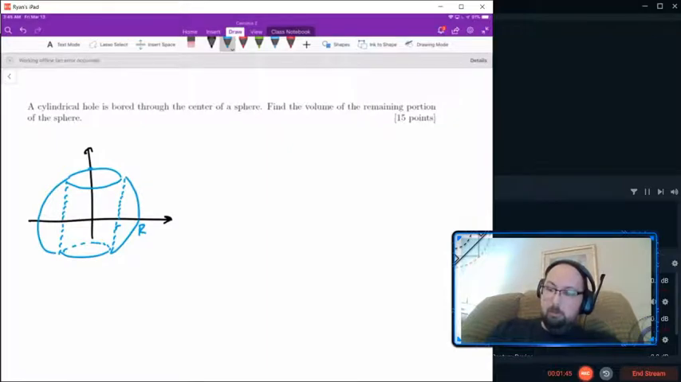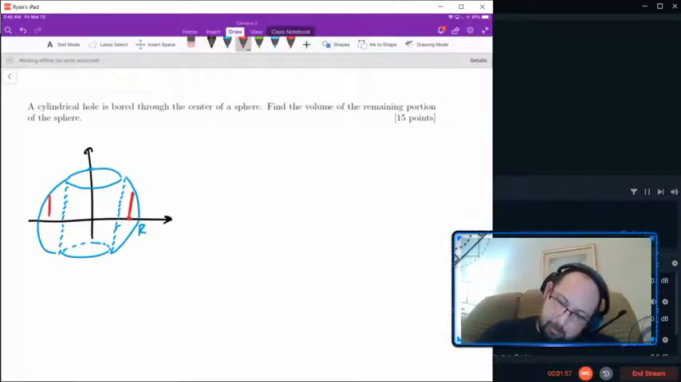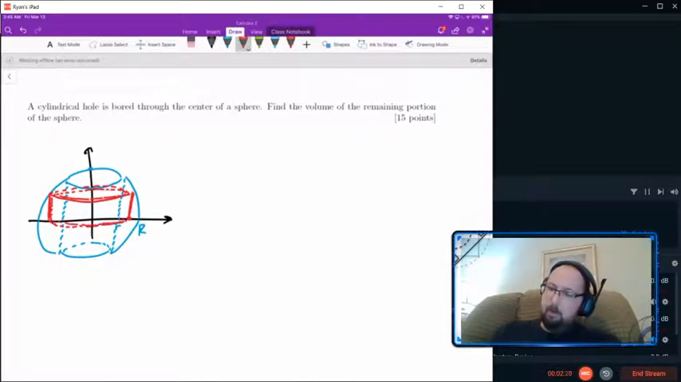So if I want to do cylindrical shells, what I want to do is just look at the top half of the sphere and put a cylinder that's really thin right here. And that'll get the volume of a very narrow portion of the shape. Okay, doing my best at drawing it. It's not so easy to do here.